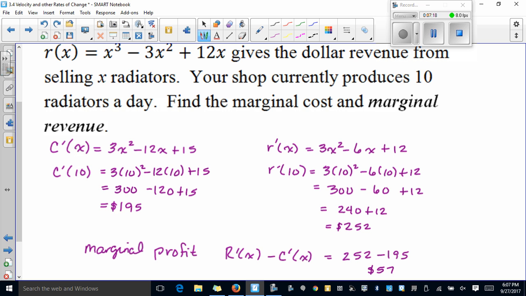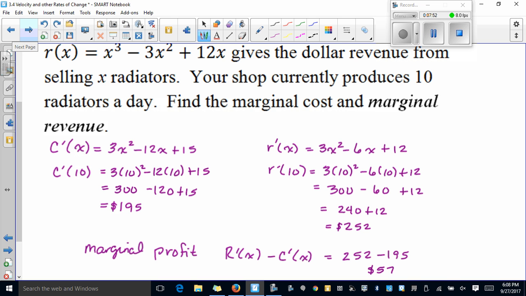Now, how much were they making if they only made 9? If they only made 8? Is it worth it? Are they making a lot more by making that 11th? These are the kinds of questions that have to be answered when a company is looking at expanding. How much more is it going to cost? And is the cost worth the revenue that you get in from it? Because if these numbers were flipped, definitely wouldn't be worth it, because they would be losing $57 every time they made one.